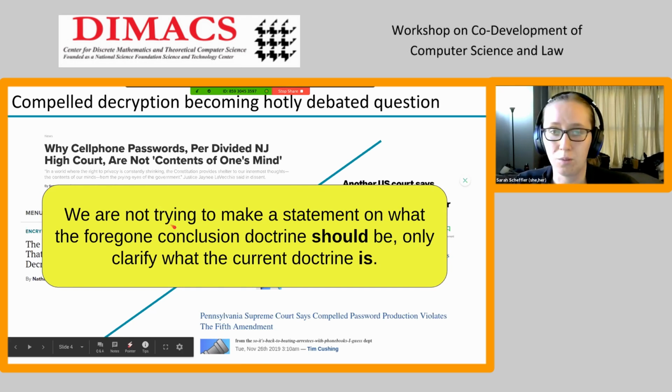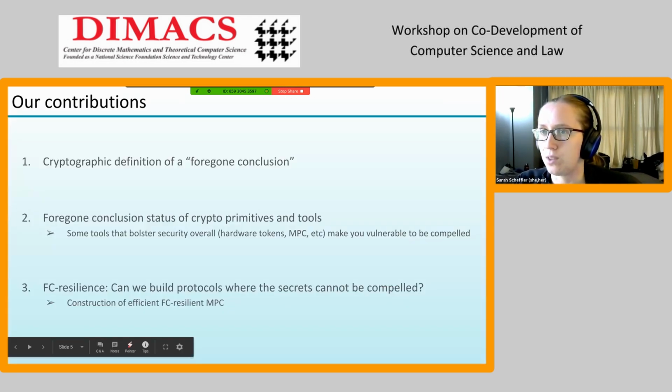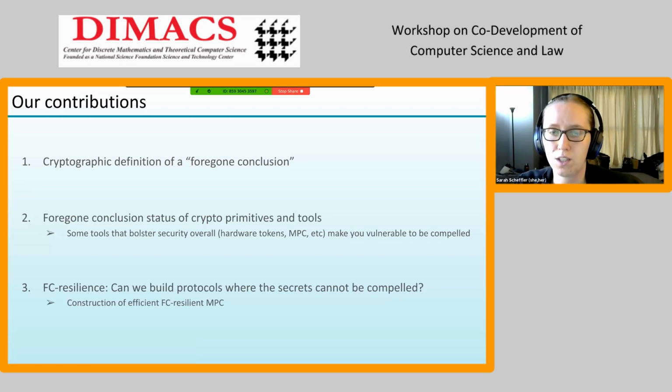Okay, so we make three main contributions in this paper. First, we provide a candidate cryptographic definition of a foregone conclusion. This is like a math definition of a foregone conclusion, which I'll describe shortly. Then we use that definition to determine whether various cryptographic or non-cryptographic objects can be compelled. So we'll look at the question of compelled decryption. And it'll also let us think about future questions, like whether the government can force you to encrypt something.